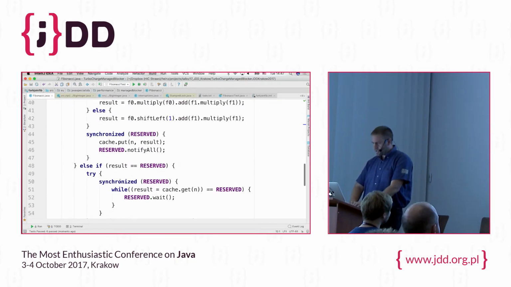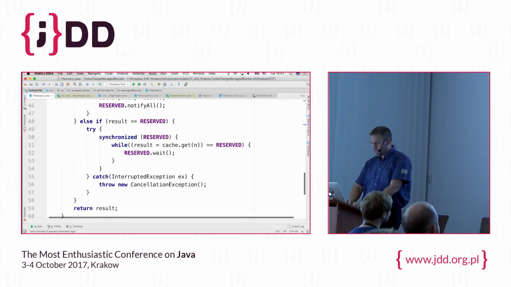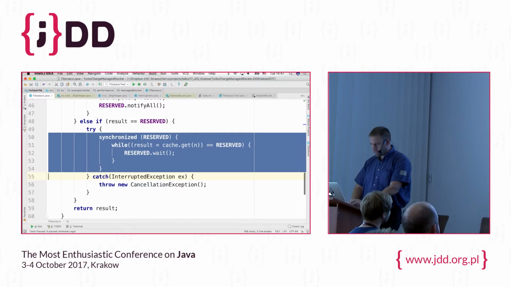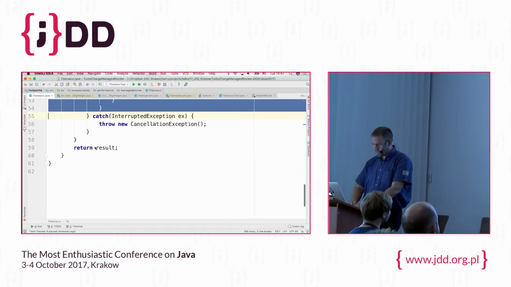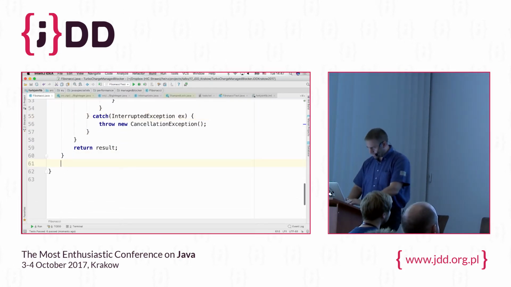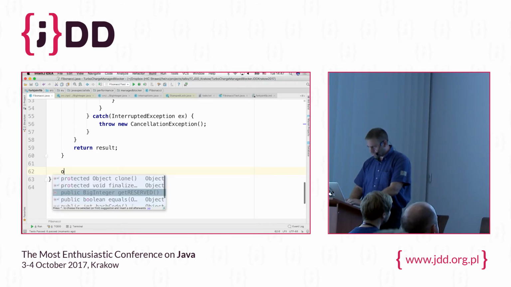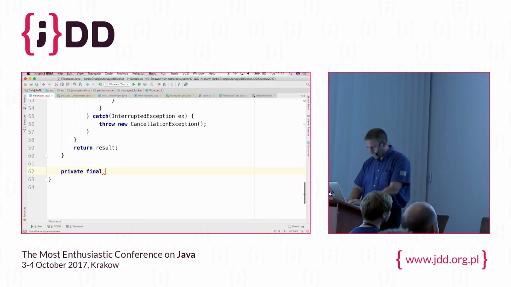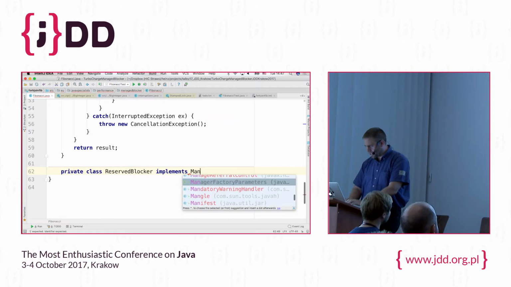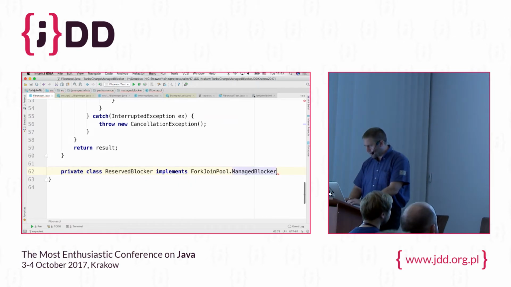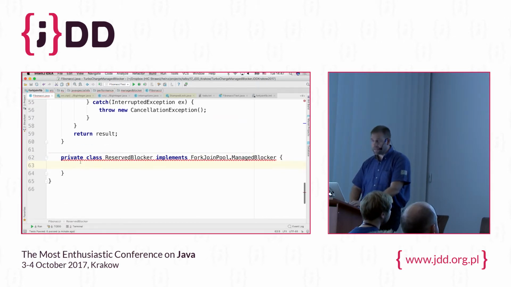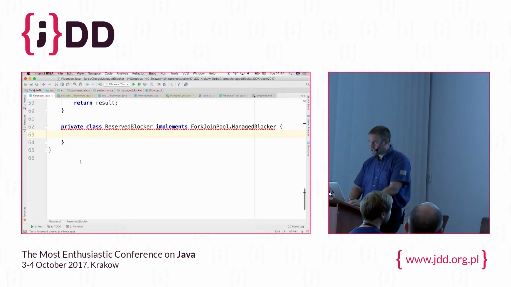And basically what you do is this part here where we're waiting, we wrap into a method, or into a special class. So I'm going to say inside here, private final class ReservedBlocker implements ManagedBlocker. This ManagedBlocker interface is implemented by 2 places in Java. One is Phaser, Java 7, other one is CompletableFuture.